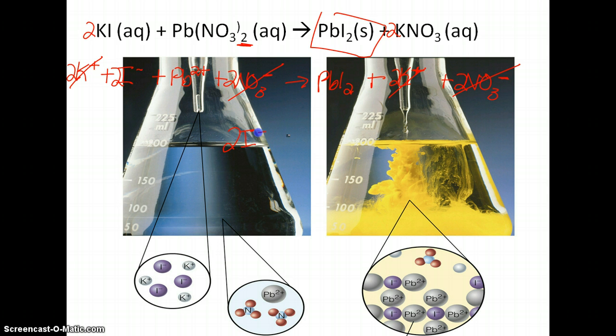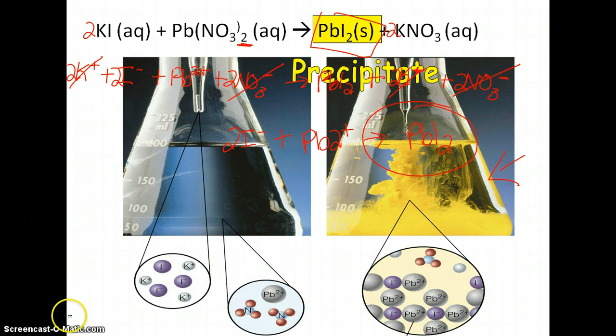So you get the 2 I- and your Pb2+, and that makes PbI2. So that's really what's happening in this reaction, and you're forming this pretty yellow precipitate here. Okay? Precipitate, yay! So that's what you're trying to do. You're trying to identify the precipitate when you write these complete ionic and then net ionic equations.